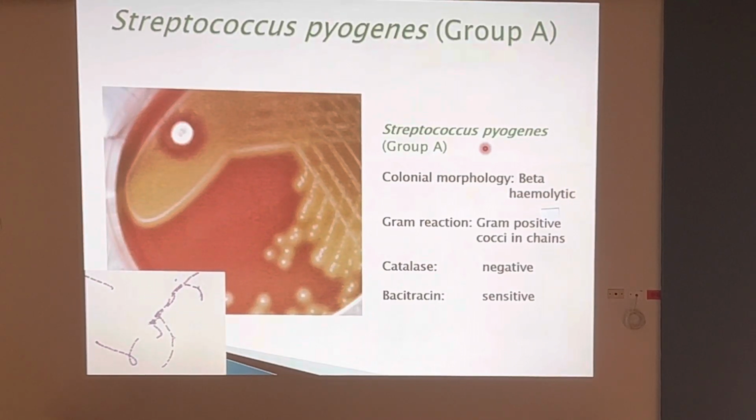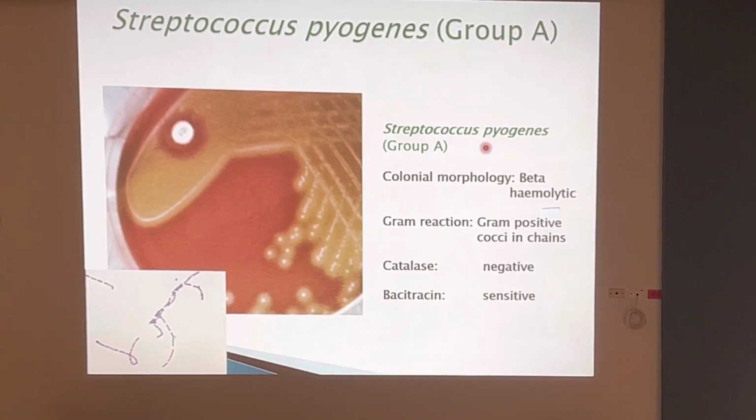All right. Now here's a group A strep that we've been talking about, group A streptococcus or Streptococcus pyogenes. So we cultured on our blood agar, and we're looking now at what is termed colonial morphology, simply what the organism looks like on media, on agar. They are described as beta hemolytic.